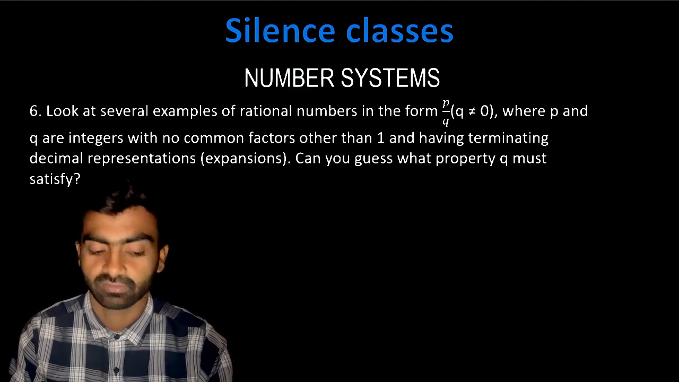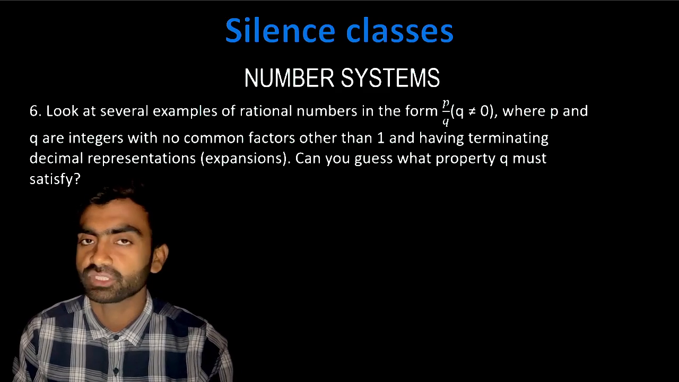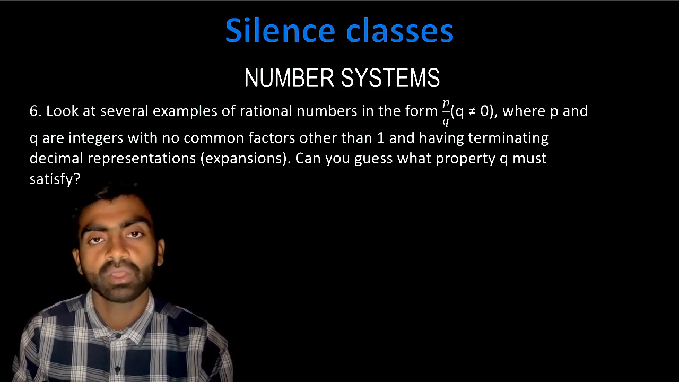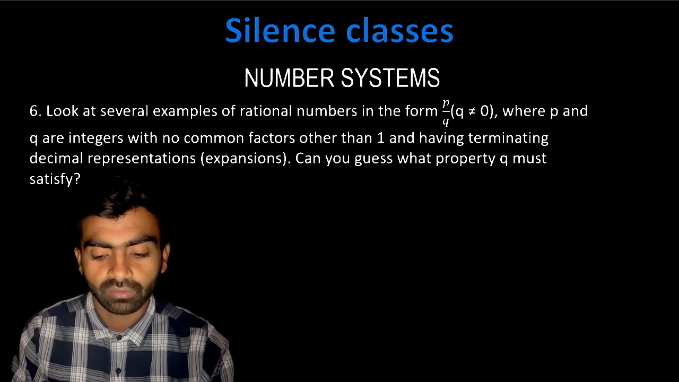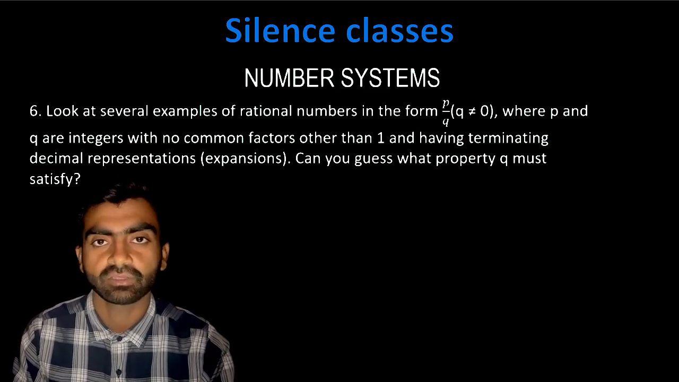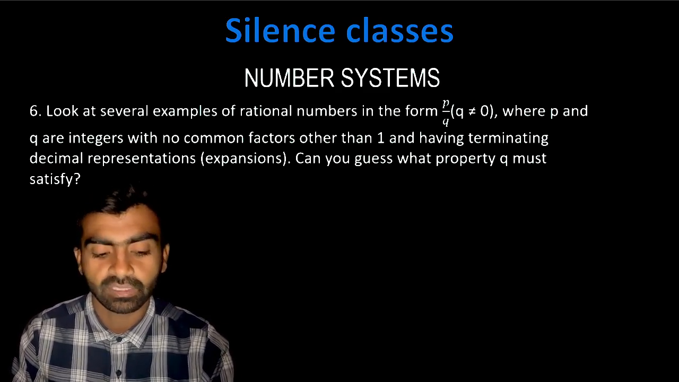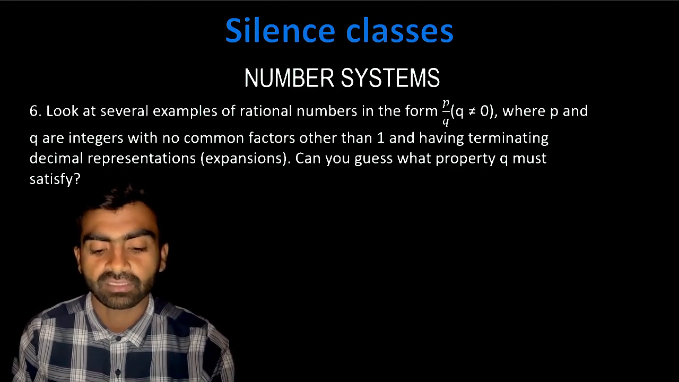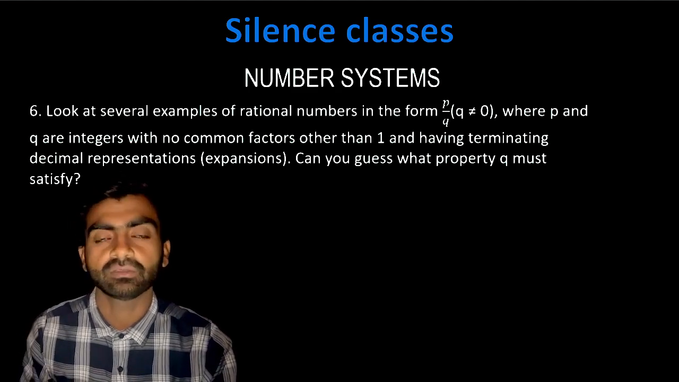What is question number 6 saying? Look at several examples of rational numbers in the form p upon q. A rational number is always in the form p upon q, where q is not equal to 0, where p and q are integers with no common factors other than 1. It means the only common factor should be 1.